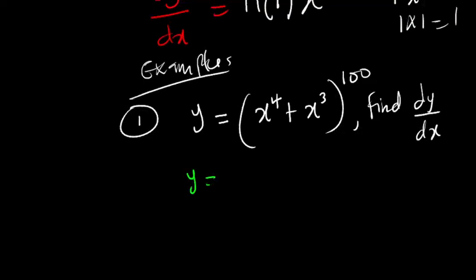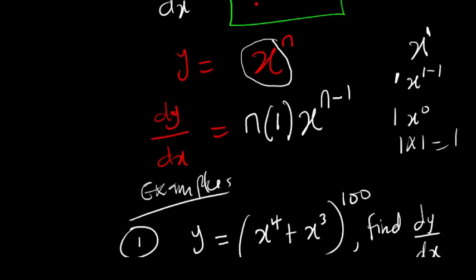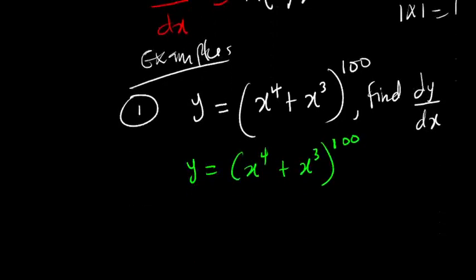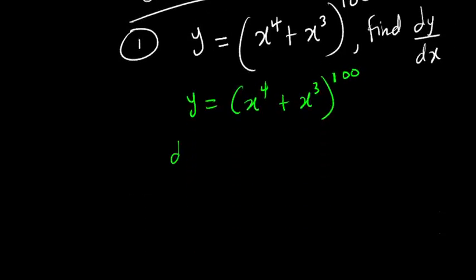So you are given y is equal to x raised to power 4 plus x raised to power 3, everything raised to power 100. How are you going to do this without wasting time? This is the idea you are going to use. You say dy dx. The first step: bring down this 100.